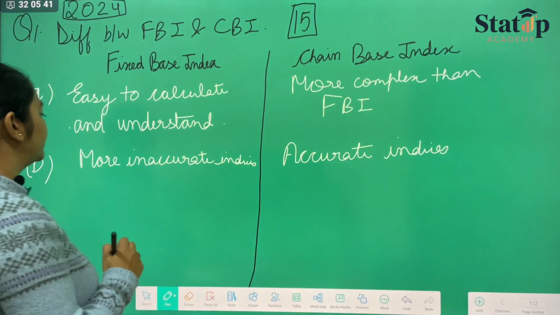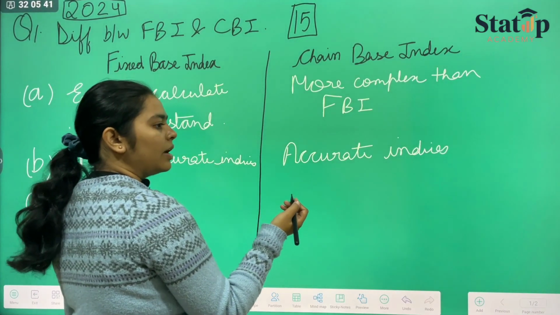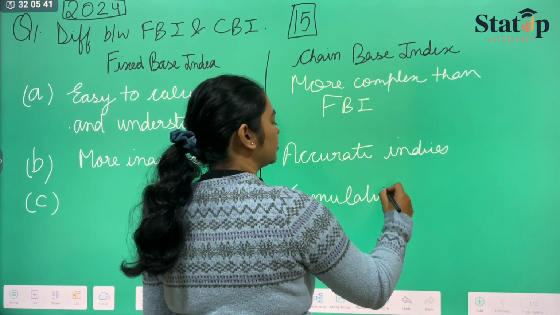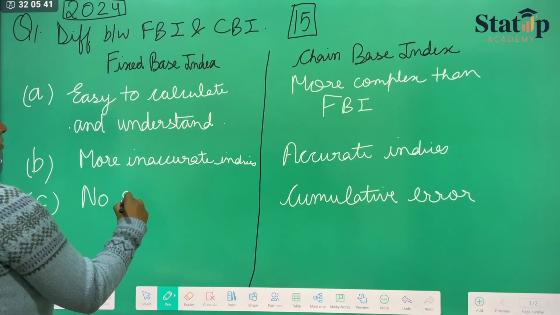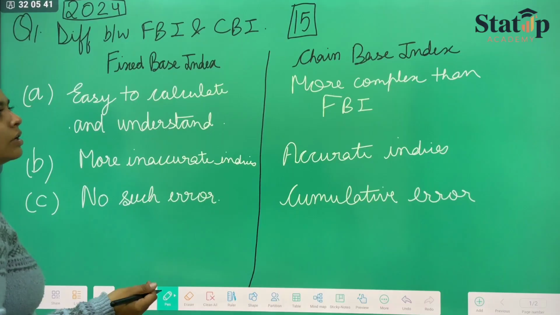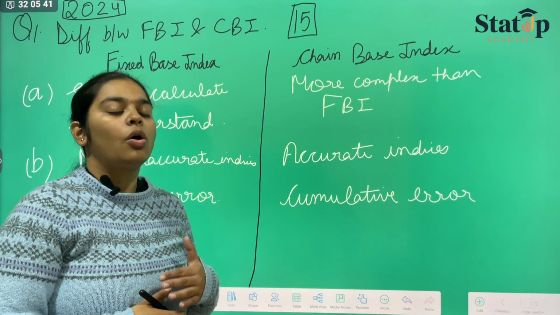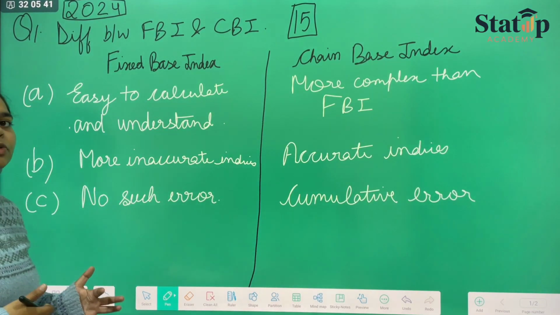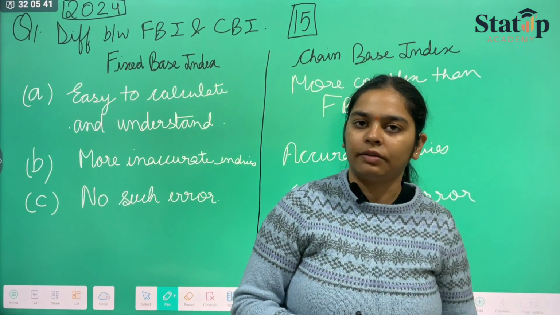Since this is a complex process, the third difference is about this only: there may be errors, which are known as cumulative errors. Here, no such errors are there. And one more very common difference is that chain base index number takes into consideration all the information about the indices, and here all the information is not being taken into consideration. That also you can write. So I've told you four; one or two you can see from that video as well.